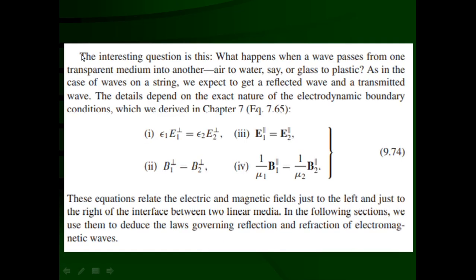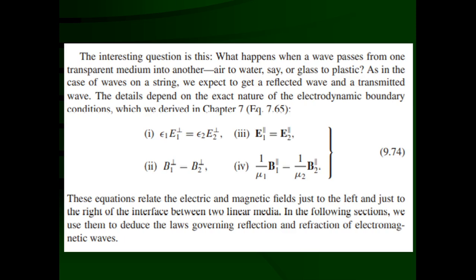Now, a very interesting question is this. What happens when a wave passes from one transparent medium into another, air to water, say, or glass to plastic? As in the case of waves on a string, we expect to get reflected waves and transmitted waves. The details depend on the exact nature of the electrodynamic boundary conditions, which we derived in chapter number 7, which is given here. So now, what is our interest?